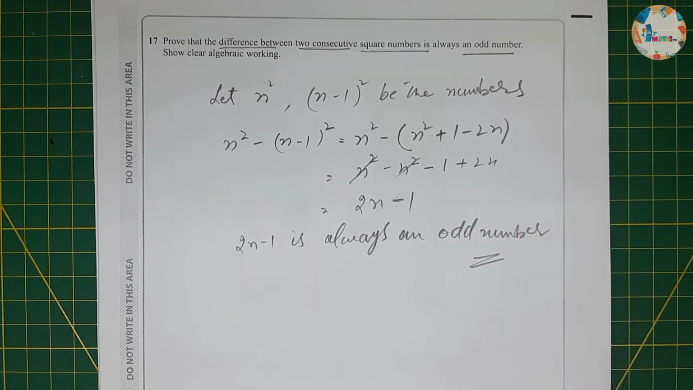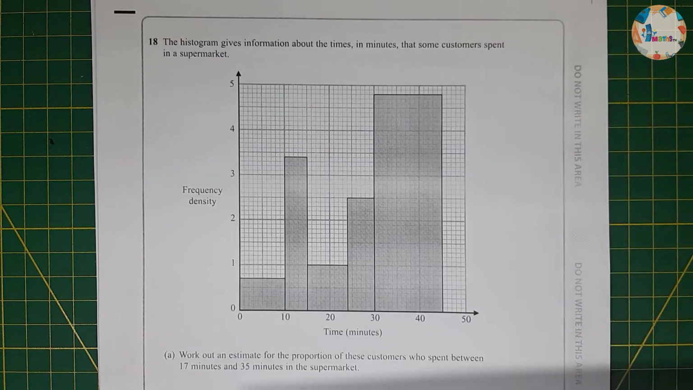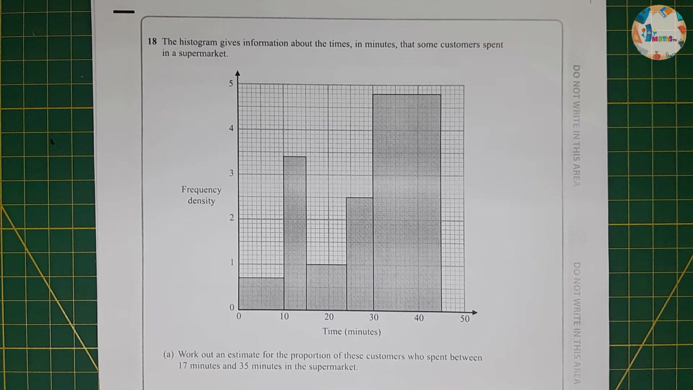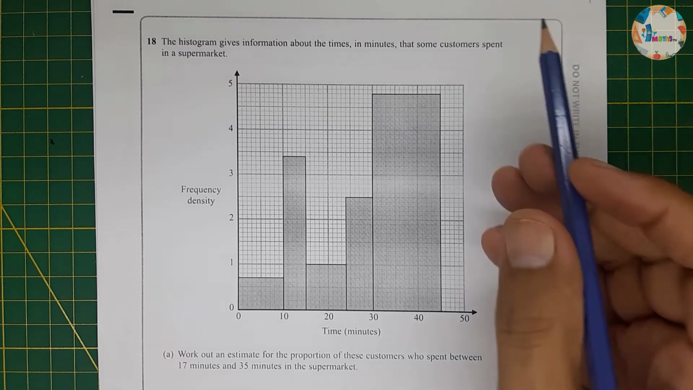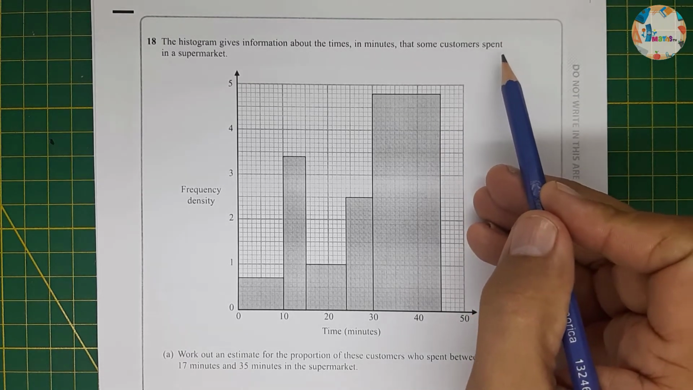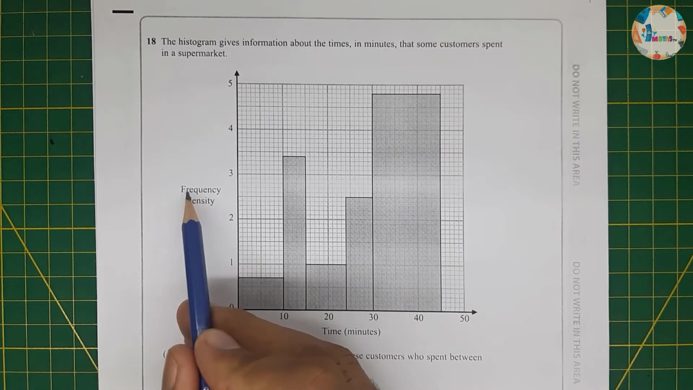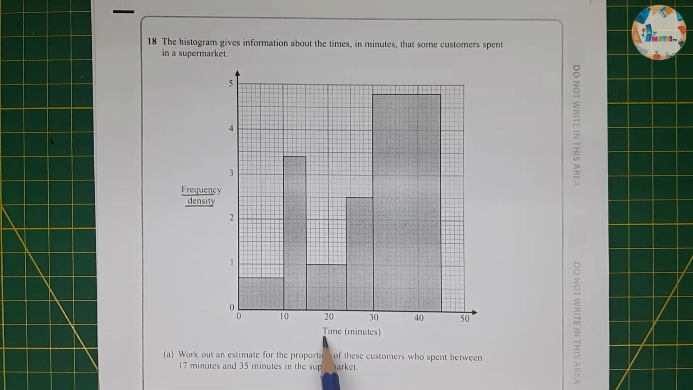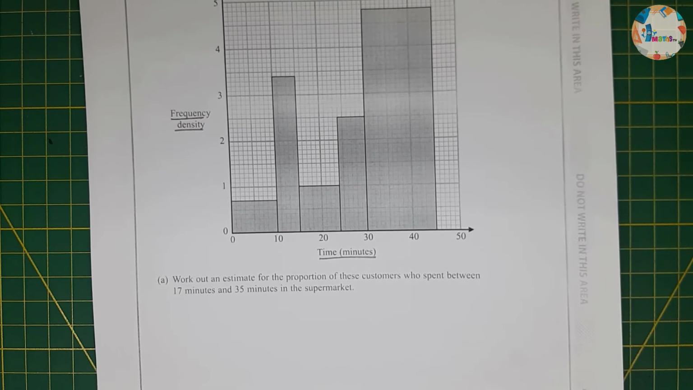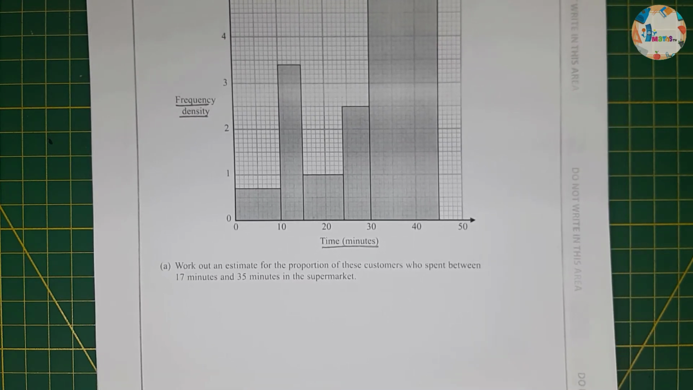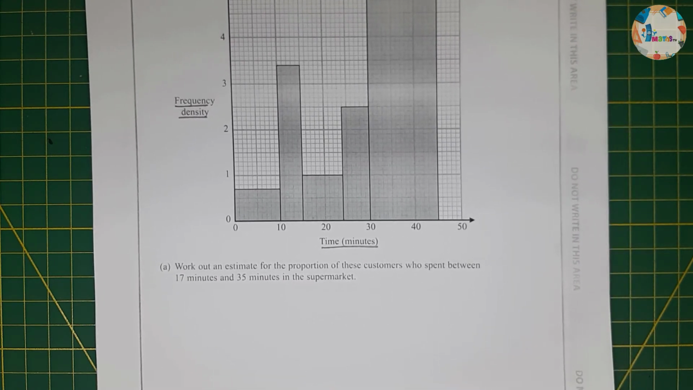This is how we can show this. Then question number 18. The histogram gives information about the times in minutes that some customers spend in a supermarket. This side is frequency density and this side is time. Work out an estimate for the proportion of these customers who spend between 17 minutes and 35 minutes in the market.